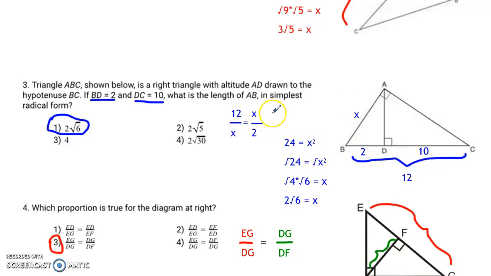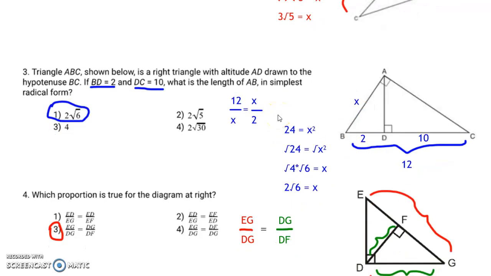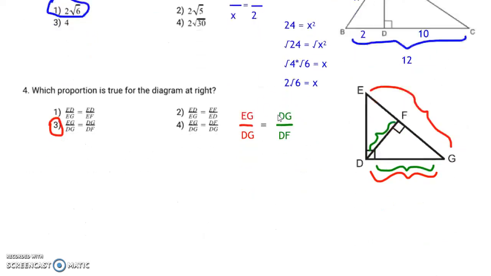It's the same exact problem over and over again, just with different numbers. This is called practice. For question number 4, the easiest thing to do was to set up all of these proportions and see whether they worked. The proportion that worked looks like this.